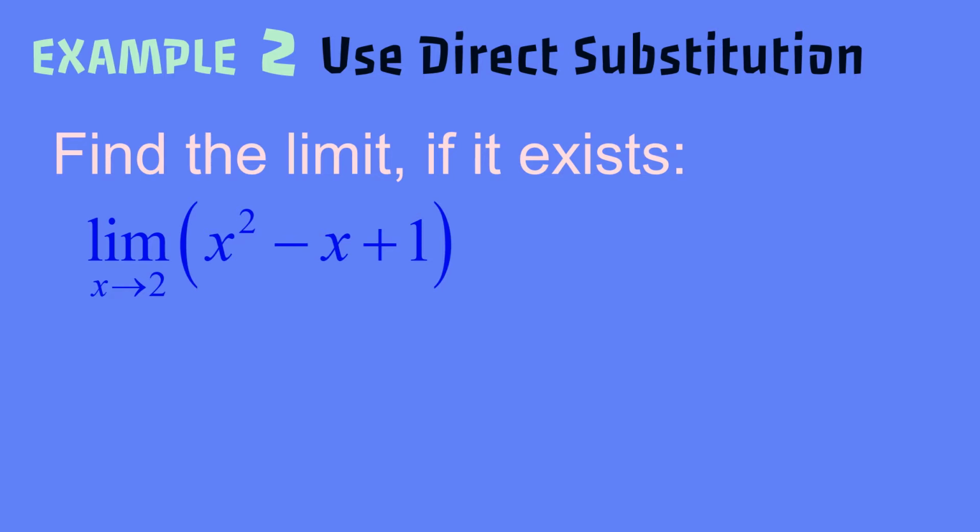So we have a second example of direct substitution. We're going to find the limit if it exists of the function x squared minus x plus 1 as x gets close to 2. This is a polynomial function. We just substitute directly the value of x, that is 2. This is equal to 2 to the second power minus 2 plus 1. Simplifying, it becomes 4 minus 2 plus 1, and our final answer is 3.